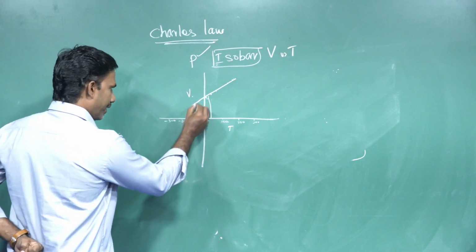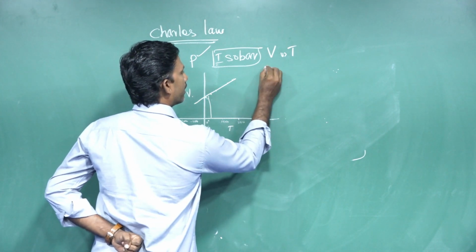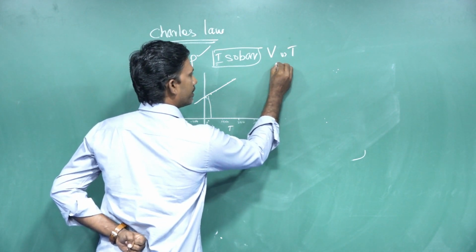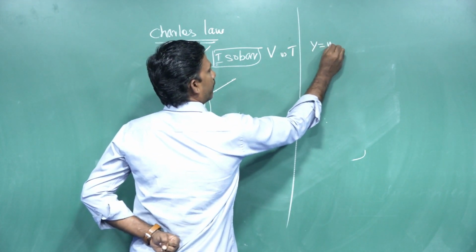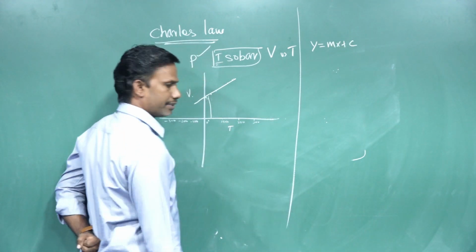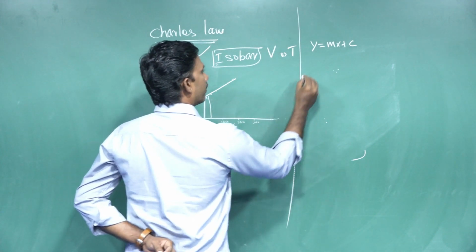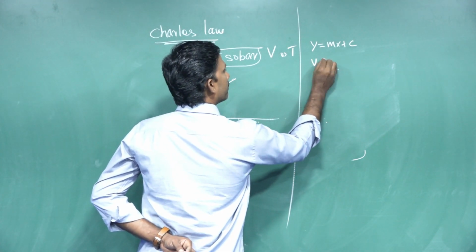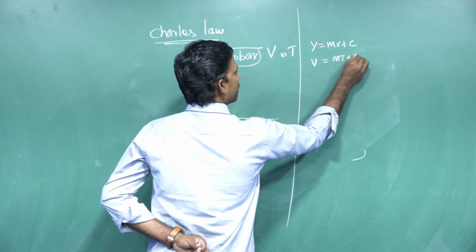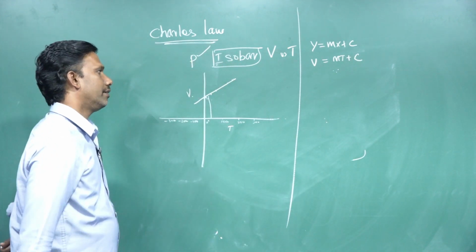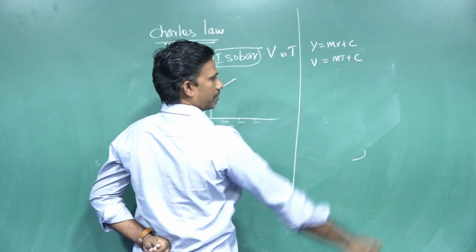Thus it gives a straight line with a slope. So we can compare this to the straight line equation. You know very well the straight line equation: y equals mx plus c. The same way, this also gives a straight line, so we can substitute V equals mT plus c. Here V is the volume, T is the temperature, m is a constant, and c is also a constant.